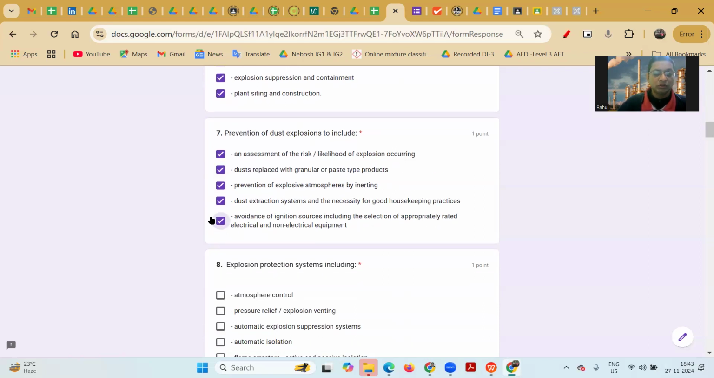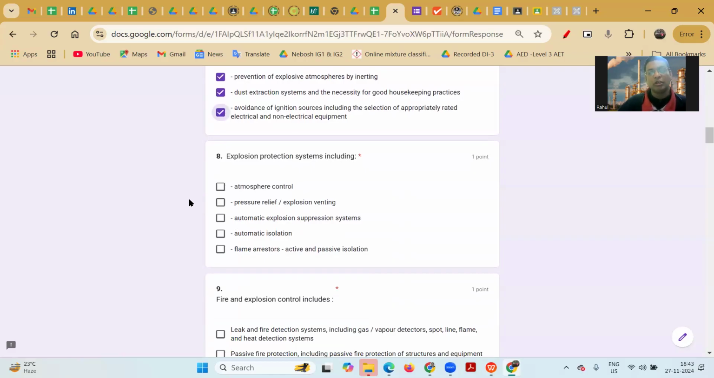Now we see one more question related to the explosion protection system, including. So what will be part of my explosion protection system? It includes atmospheric control, pressure relief explosion venting, the automatic explosion suppression system, automatic isolation also required, and the flame arrestor also will be required as an active and passive isolation system. So if we implement like this, then the explosion protection system will include all the points, and all are the correct answer.